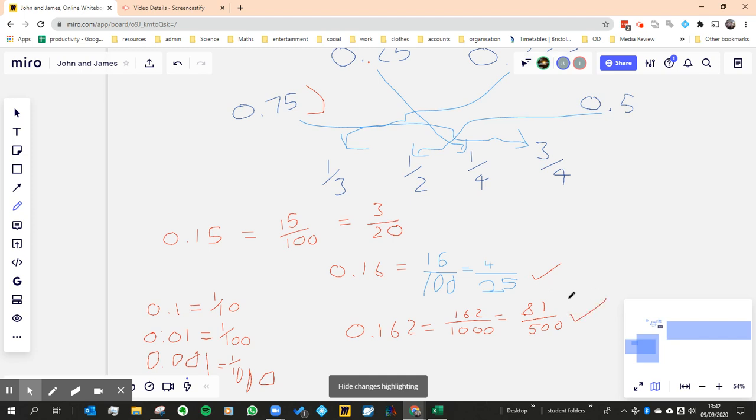So that's how to do decimals as fractions. Let me just save that.